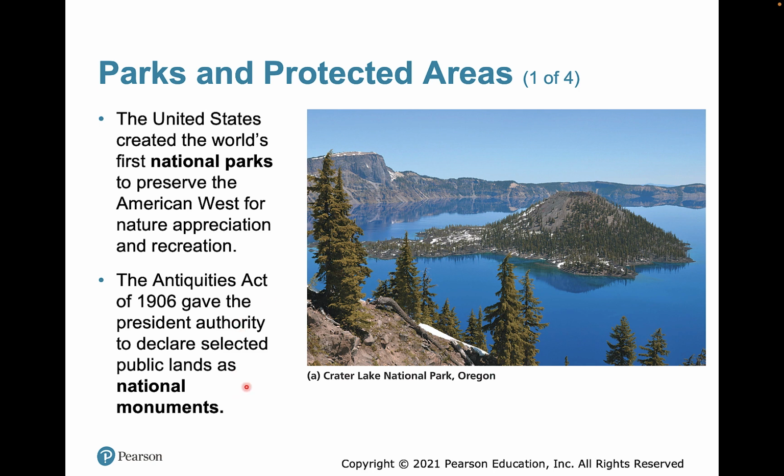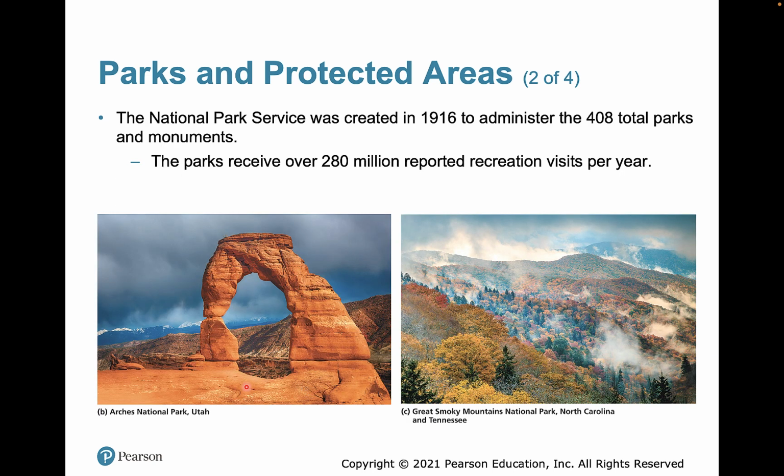The 1906 Antiquities Act, I'm not going to test you on that, gave the president authority to declare certain public lands as national monuments. When Mount St. Helens erupted in 1980, Jimmy Carter then designated Mount St. Helens and the area affected by the blast a national monument. The National Park Service administers the 408 parks and monuments, and these are just some examples. Just beautiful, beautiful places.